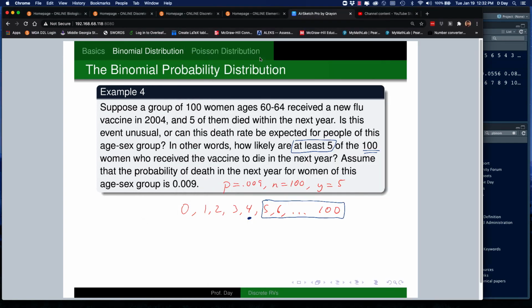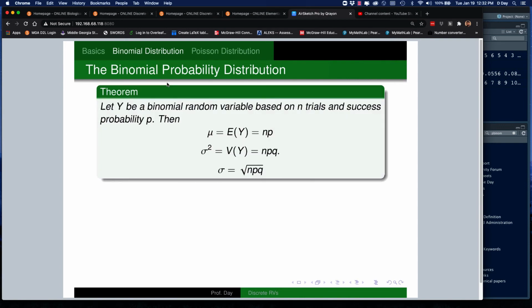So let's move on from that and show you one other thing about the binomial distribution really quickly. Let y be a binomial random variable based on n trials and success probability p. Then the following formulas will give you your mean, your variance, and your standard deviation for this particular distribution. Matter of fact, they're much nicer, easier formulas. The mean is just n times p.